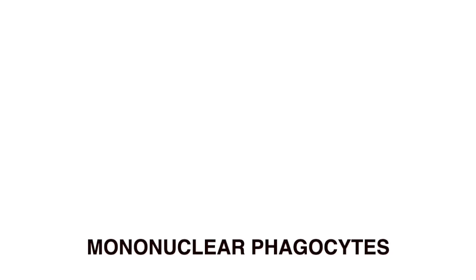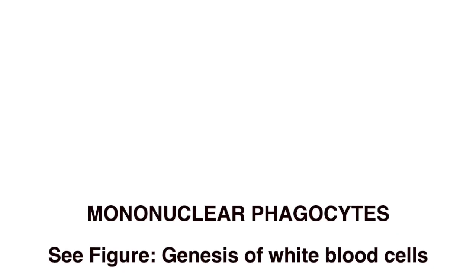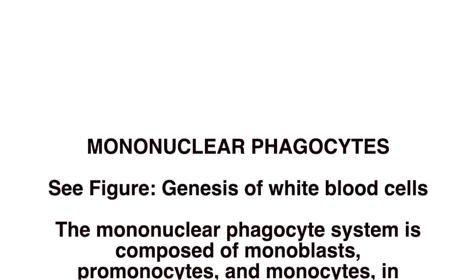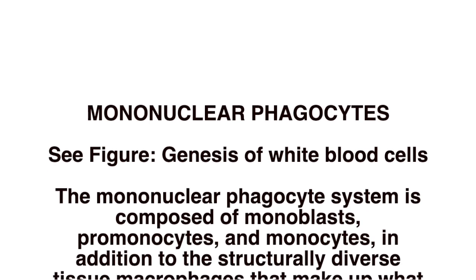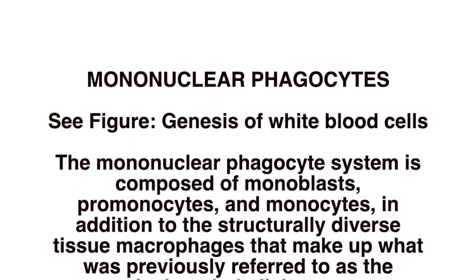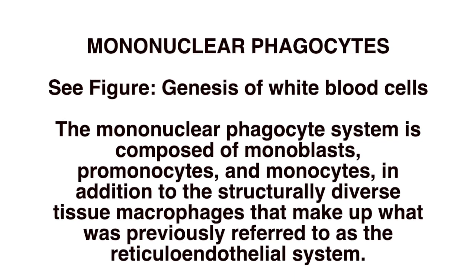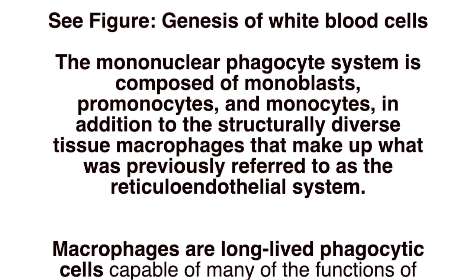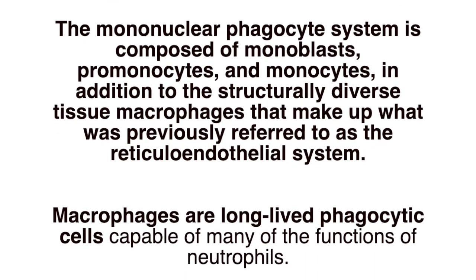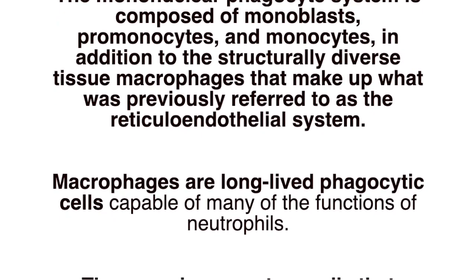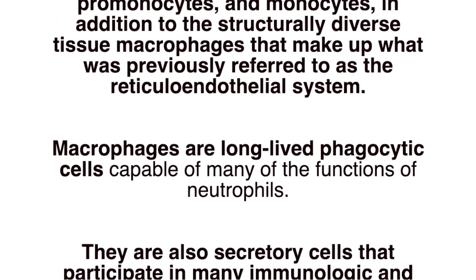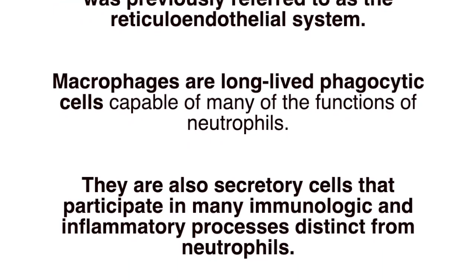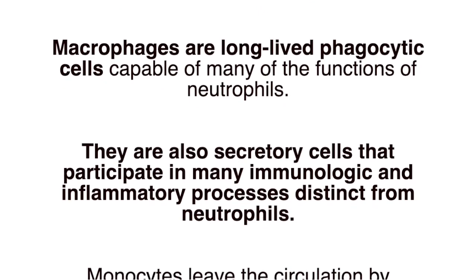Mononuclear phagocytes. See figure genesis of white blood cells shown earlier. The mononuclear phagocyte system is composed of monoblasts, promonocytes, and monocytes, in addition to the structurally diverse tissue macrophages that make up what was previously referred to as the reticuloendothelial system. Macrophages are long-lived phagocytic cells capable of many of the functions of neutrophils. They are also secretory cells that participate in many immunologic and inflammatory processes distinct from neutrophils.